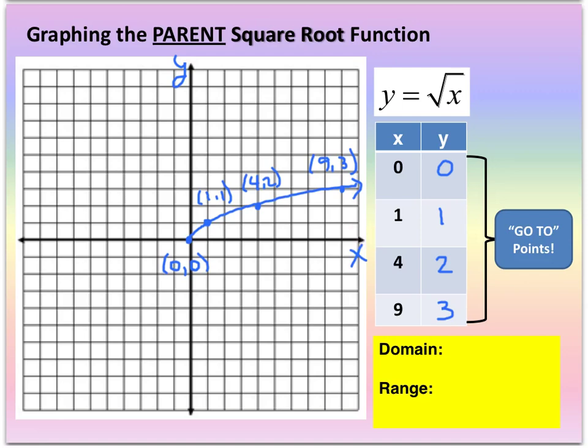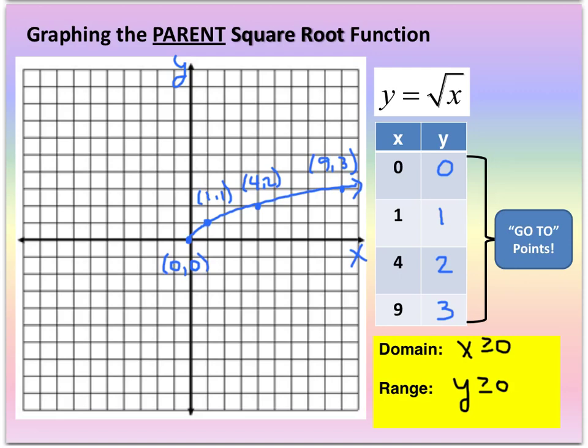That means that my domain is going to be x greater than or equal to 0. Now my range describes the possible y values that my function achieves. So y here starts at 0 again, and it's going to continue to increase as x increases, which means my range is going to be y greater than or equal to 0. Now this will always be the domain and range anytime I'm dealing with the parent function.